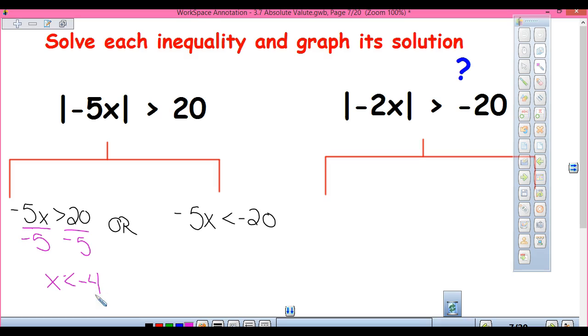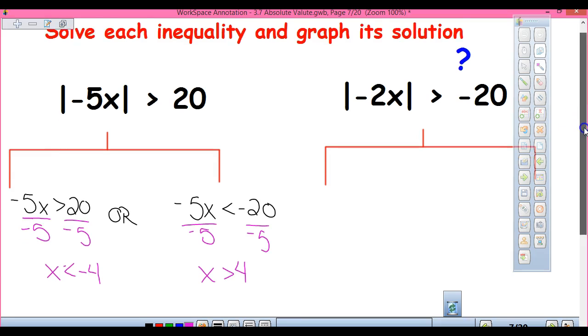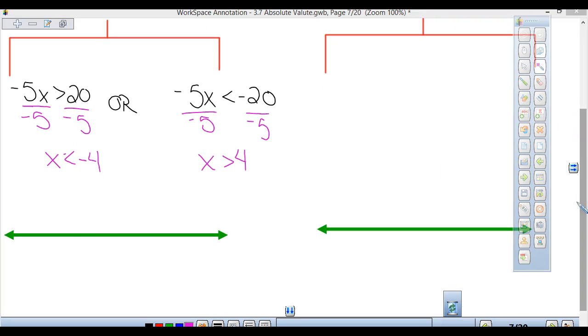How come you flip that sign? Divided by a negative. Good job. So again, we divide by that negative 5. x is greater than positive 4. Okay, so negative 4 and 4, open or closed? Open, and since it's an or, we shade to the outside. Yep.